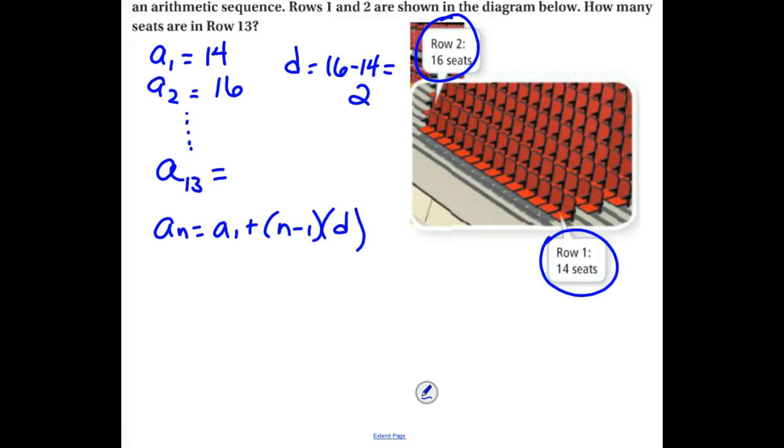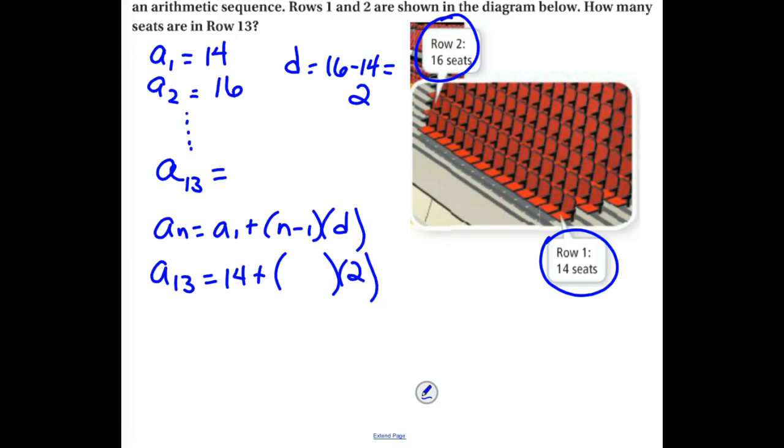They did not ask me to come up with a formula or rule for this. They just want to know how many are in the 13th row. So they want the 13th term. So I'm going to go right to saying, I want the 13th number. My first term is what? 14. I have to add some common differences. What is my common difference? A 2. Now, the question is, how many of those do I have to add?